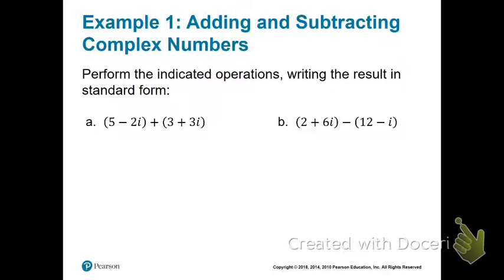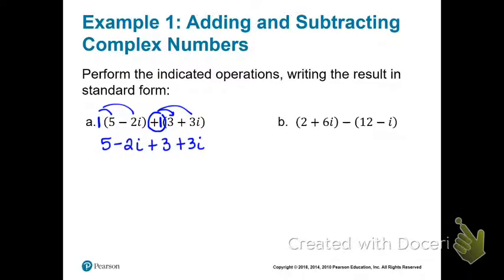All right, so example 1 says perform the indicated operations, writing the result in standard form. Remember, standard form has i at the end. So on A, the first thing I'm going to do is get rid of these parentheses. Remember, if the parentheses are at the beginning, there's like a 1 there, so you can just distribute that 1. And whatever sign is here, that's like a positive. If there's no number, then that's like a positive 1, and we're going to distribute it so we can get rid of these parentheses.